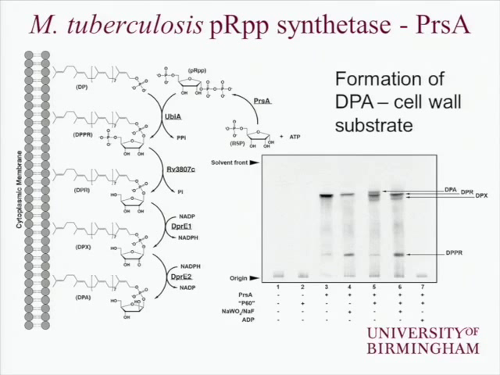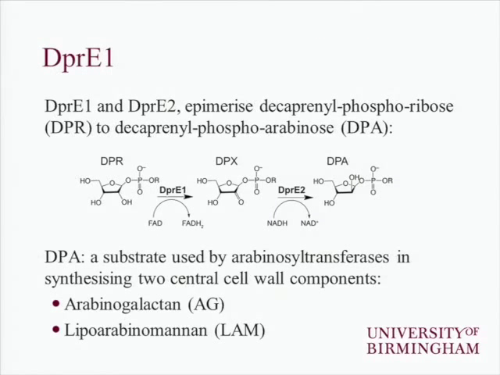Using some old-fashioned biochemical techniques, generating membranes and adding appropriate substrates, you can actually follow the synthesis of this pathway through PRPP and look at each of the distinct products that are synthesized. So you can look at the formation of DPA, DPR, and DPX, and also the phosphorylated form, DPPR. This is quite useful in that we established a lot of the basic biochemical assays at the time, and it became clear that this was a key enzyme in the pathway, not just for arabinogalactan synthesis, but also for lipoarabinomannan synthesis.